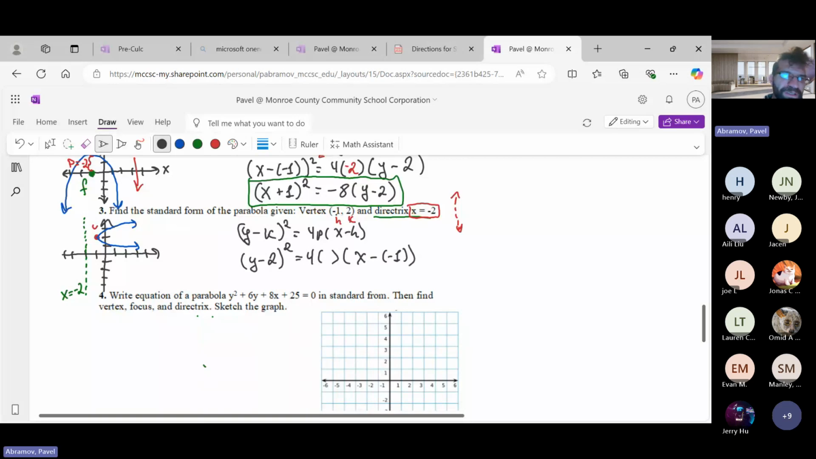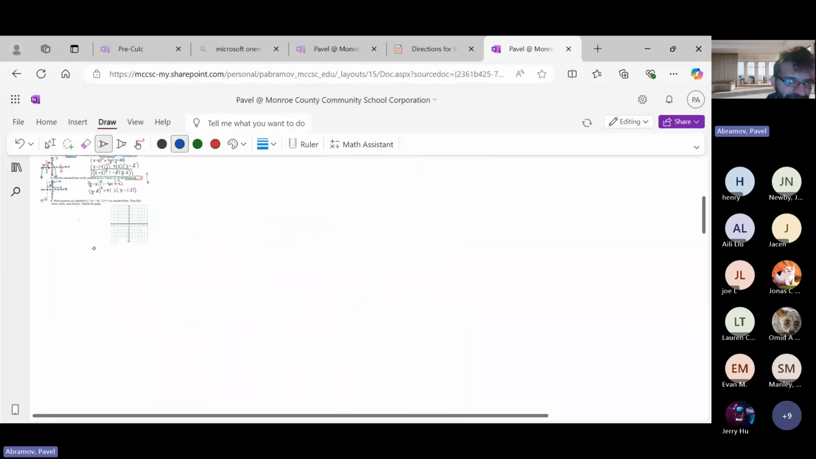Now to find p, well, we don't know what the focus is in this case, but we do know the directrix. And remember, p is the distance between the vertex and the directrix.